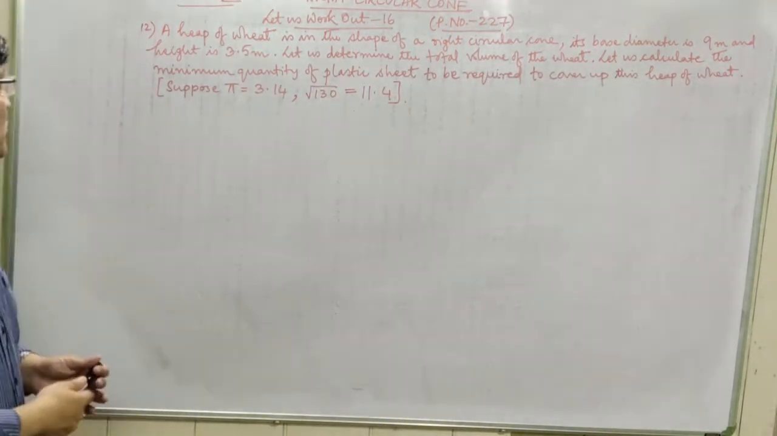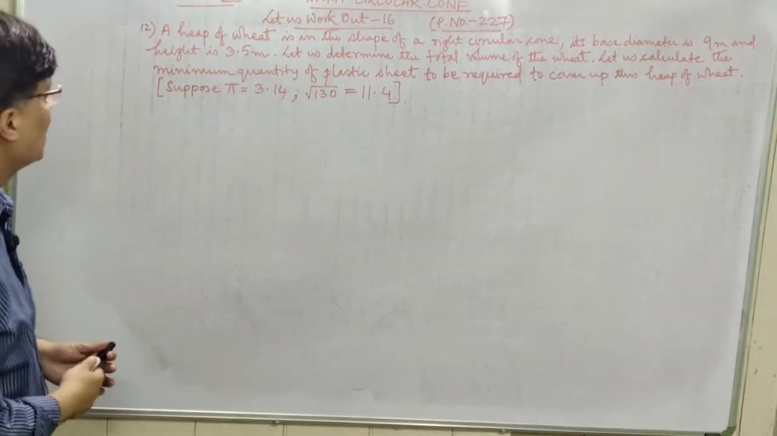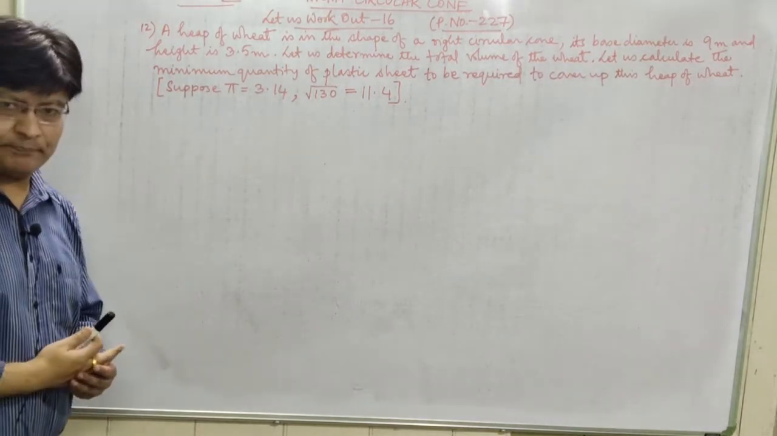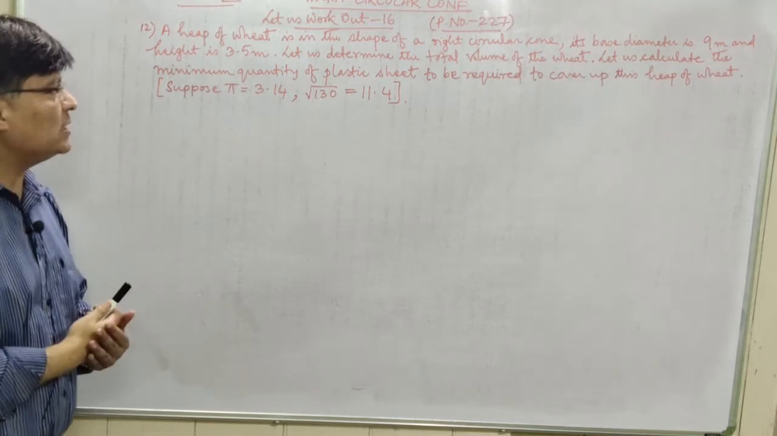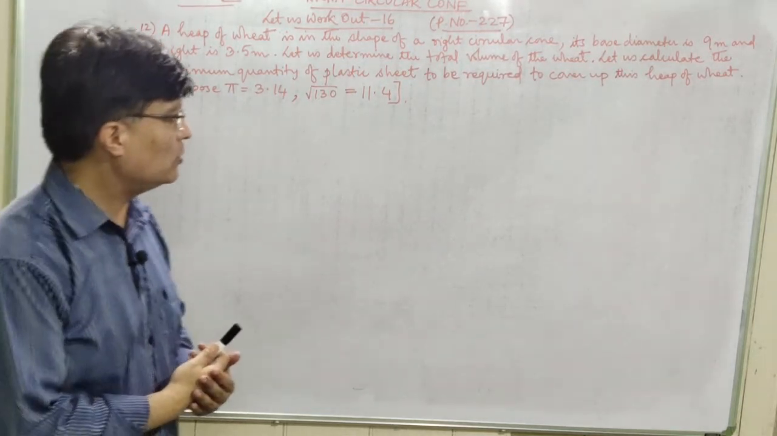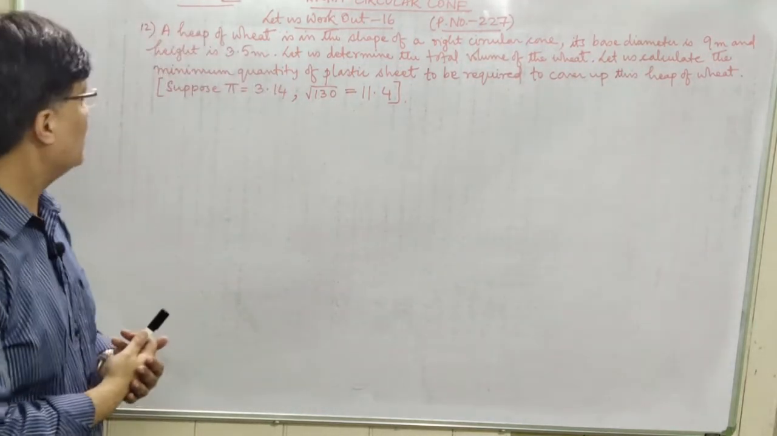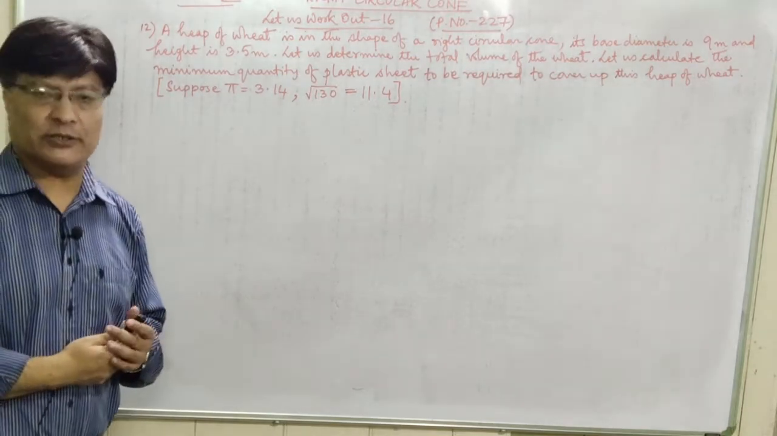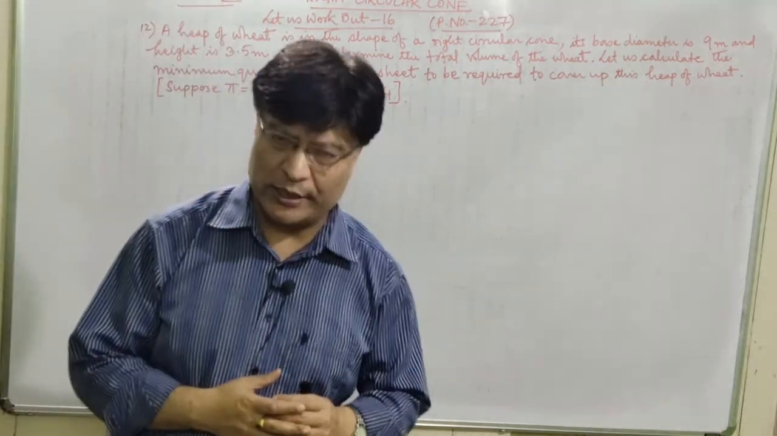So now we'll do the next question, that is question number 12. A heap of wheat is in the shape of a right circular cone. Its base diameter is 9 meter and the height is 3.5 meter. So there is a heap of wheat.